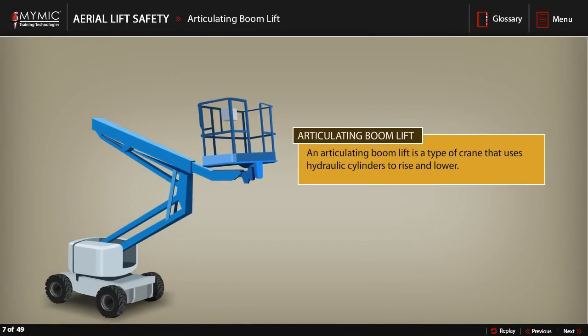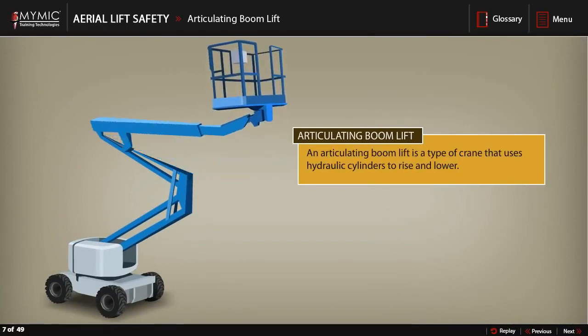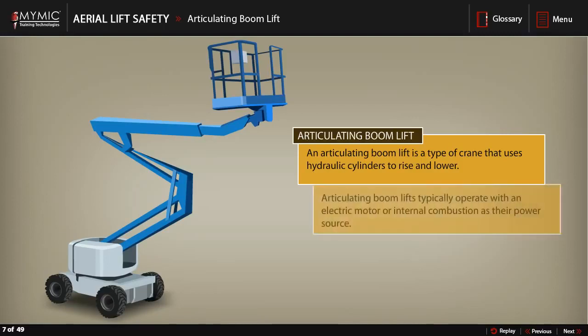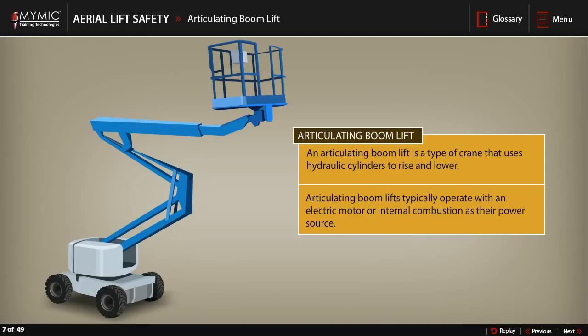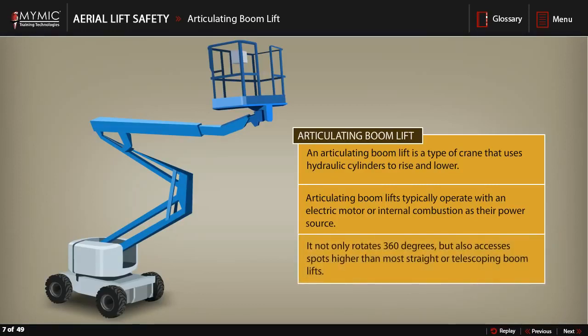An articulating boom lift is a type of crane that uses hydraulic cylinders to rise and lower. It allows a driver to maneuver the boom in any given direction directly from the work platform without lowering the basket. Articulating boom lifts typically operate with an electric motor or internal combustion as their power source. It not only rotates 360 degrees, but also accesses spots higher than most straight or telescoping boom lifts.